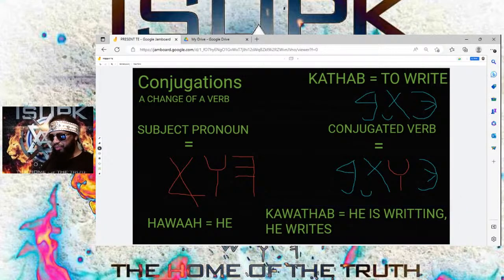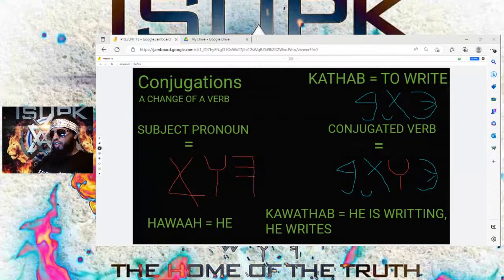So the first conjugation we have on the board. You have the verb kathab. Remember, all conjugations are based off of your subject pronoun. Everything is based off of your subject pronoun. So the subject pronoun we have here is hawa. You want to make sure you guys know your pronouns. There are different kinds of pronouns, but in particular subject pronouns. Now this is pretty much the basics of structuring sentences. So you have your hawa, meaning he. The verb we have is kathab.